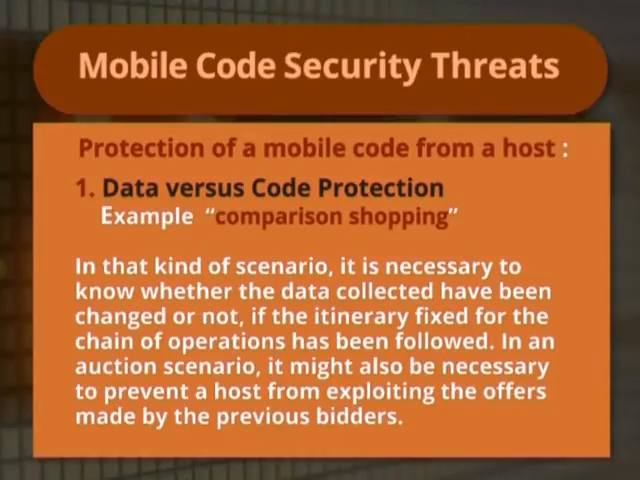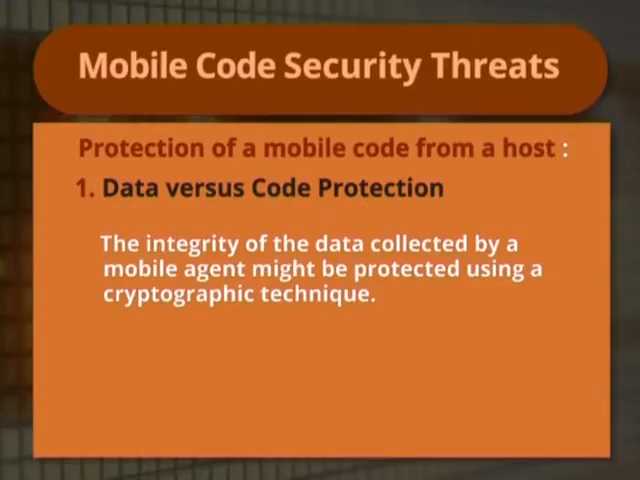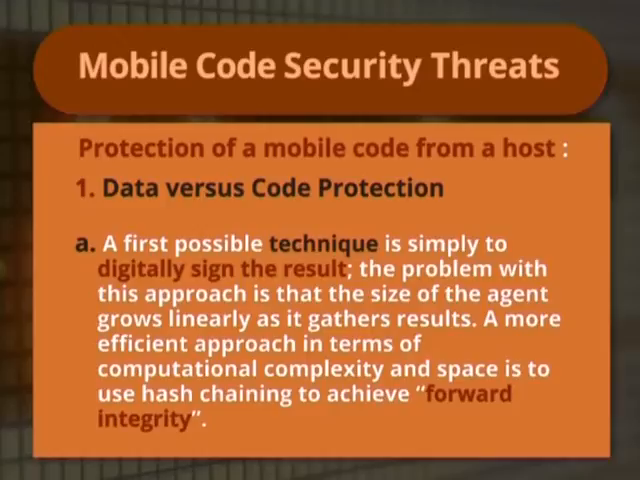In that kind of scenario, it is necessary to know whether the data collected have been changed or not, and if the itinerary fixed for the chain of operations has been followed. In an auction scenario, it might also be necessary to prevent a host from exploiting the offers made by the previous bidders. The integrity of the data collected by a mobile agent might be protected using a cryptographic technique. A first possible technique is simply to digitally sign the result. The problem with this approach is that the size of the agent grows linearly as it gathers results. A more efficient approach in terms of computational complexity and space is to use hash chaining to achieve forward integrity.